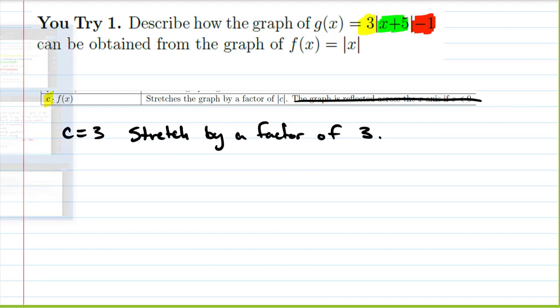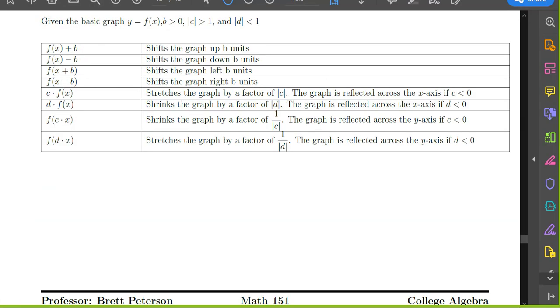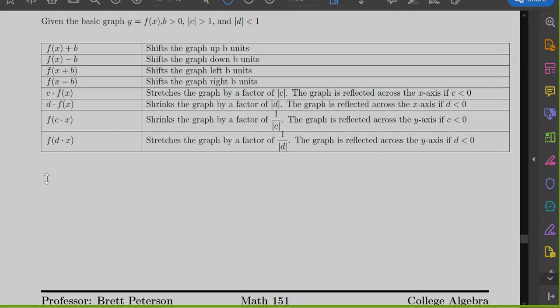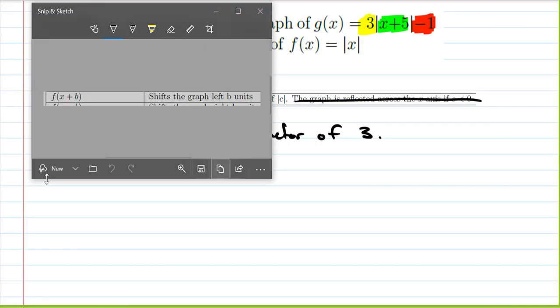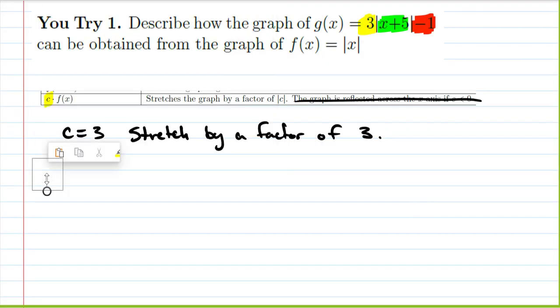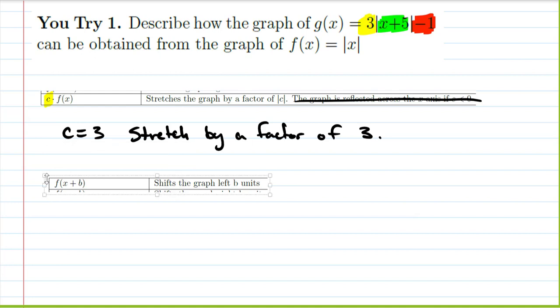And then we have our x plus 5. So we have x plus 5, and that's going to be here because it's on the inside. And we identify our b value in this case. So our plus 5 gives us b is 5, so we're going to shift left 5 units.